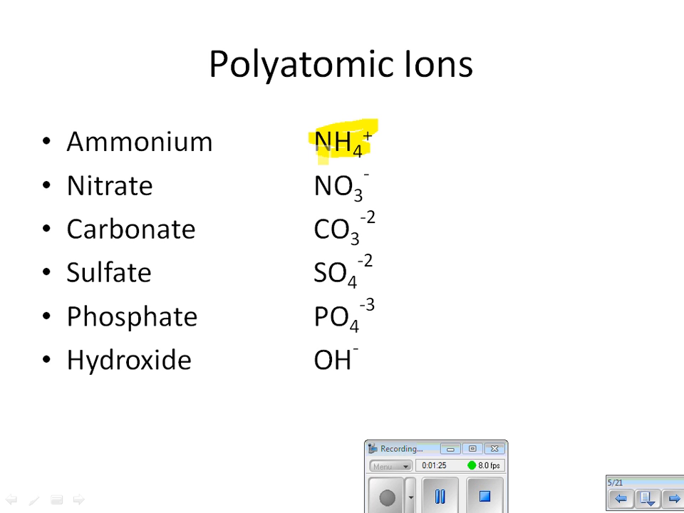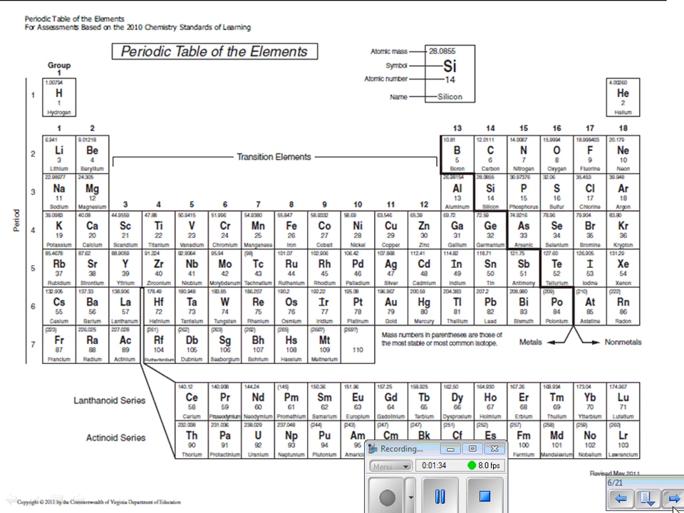Alright, so we've got a cation, and it is bonded to chlorine. So let's find chlorine on our periodic table. Chlorine is right over here in group 17. It is one of our halogens. It is on this side. It is a nonmetal. So it will form an anion. So we have an ionic compound here.